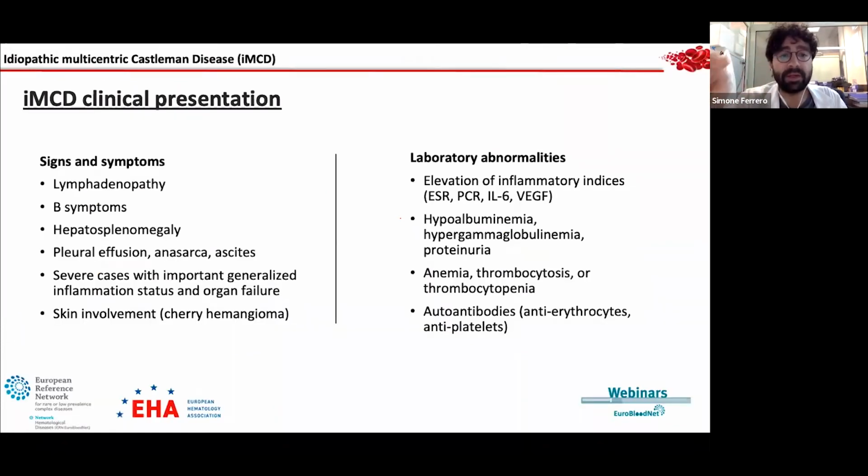What is the clinical presentation of iMCD? The typical clinical presentation is lymphadenopathy, with the presence of B symptoms. Hepatomegaly or splenomegaly can be present.